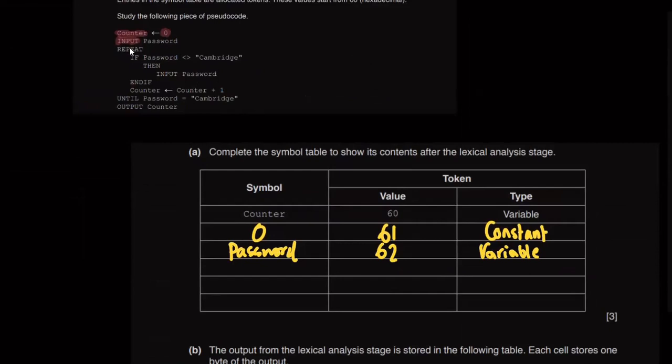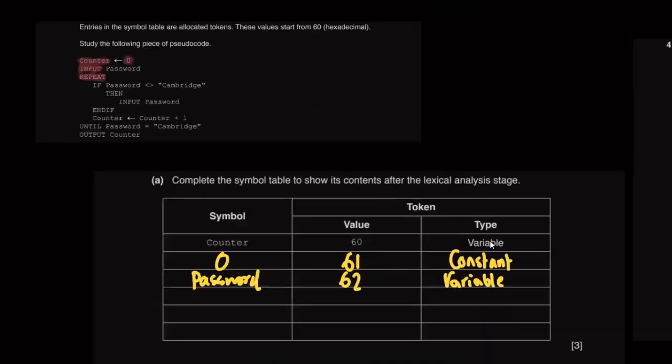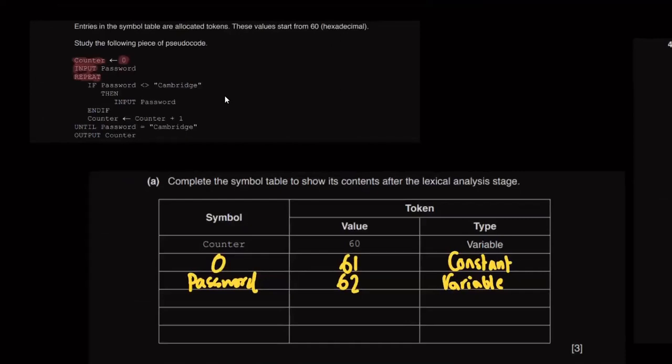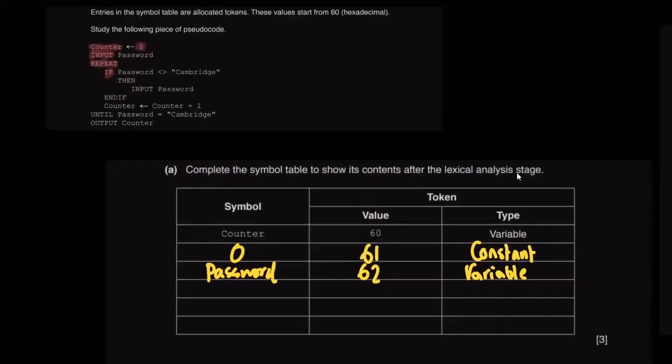All right, then you go to repeat. Repeat is something that is fixed, right? It's not going anywhere. Repeat is a fixed pseudocode keyword, so it's present in the keyword table. It's a fixed value. So we ignore repeat. If, again, it's a reserved word. If statements are also a part of the keyword table. So we don't put it in the symbol table.